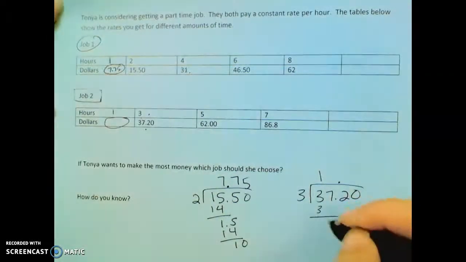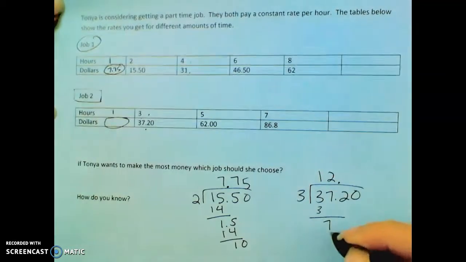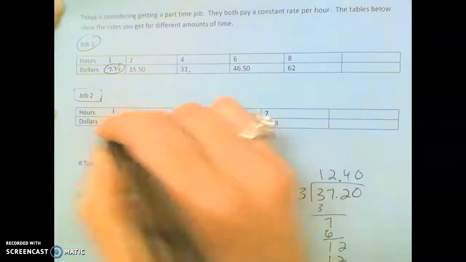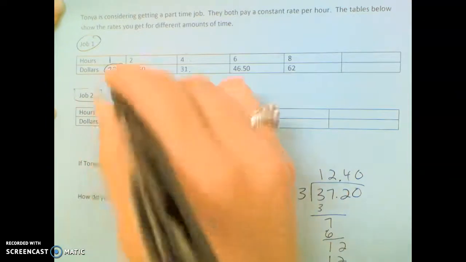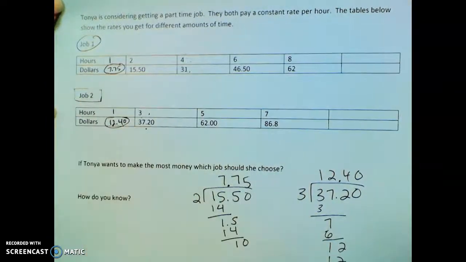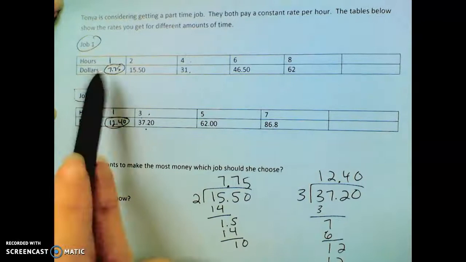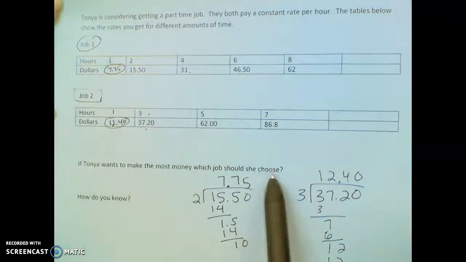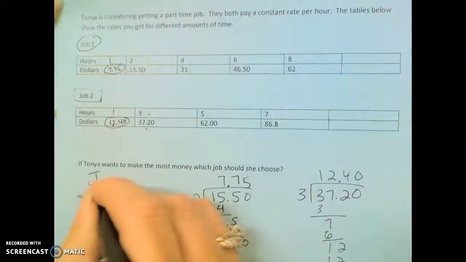But that would be 1, and then we have 7, that's 2. 12 is 4. And then 0. So you make $12.40 per hour here versus only $7.75 for up there. So that's one way. And then I would explain, so which job should she take? She should definitely take job 2.